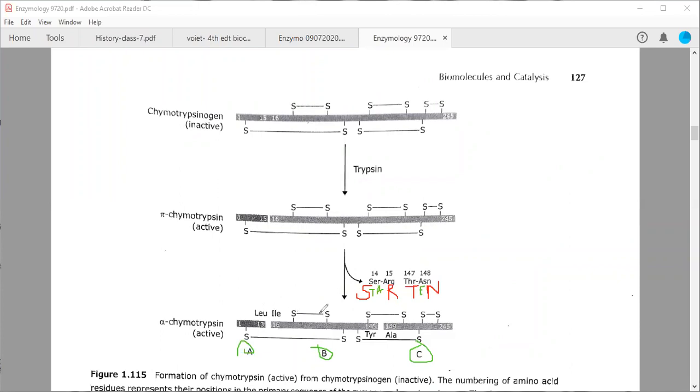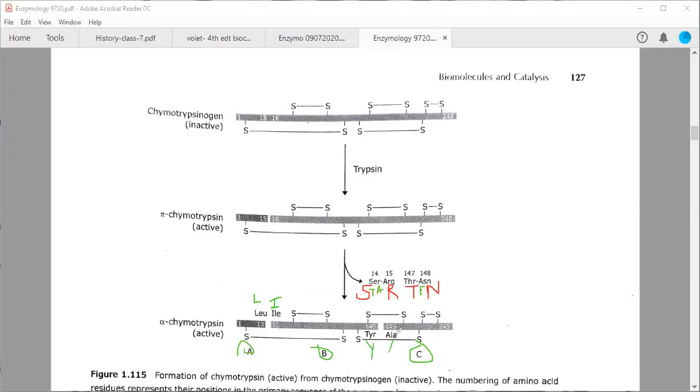They are linked by disulfide bridges. So if you count, there are 5 disulfide bridges. So obviously there are 10 cysteine residues which are forming these disulfide bonds. So these amino acids are removed, and the amino acids which are left in these gaps are called liga. So this is leucine, this is isoleucine, this is tyrosine, Y, and alanine, A.